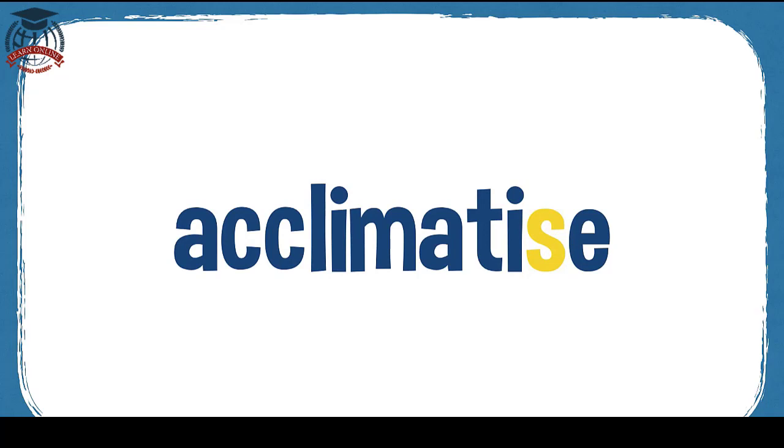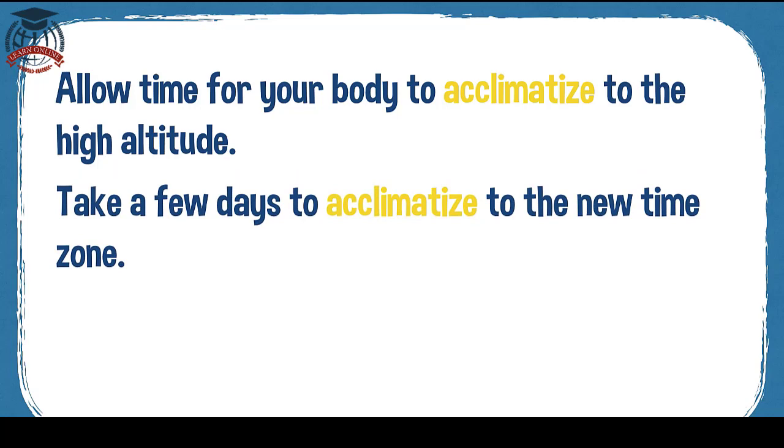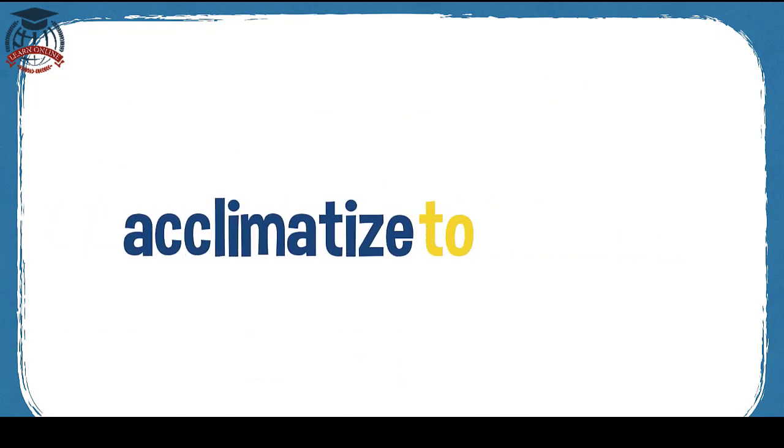The Z is sometimes spelled S. The ISE ending is quite common in British English, and the IZE ending is more common in American English, but they're both correct. For example, allow time for your body to acclimatise to the high altitude. Take a few days to acclimatise to the new time zone. And I'm sure that we will acclimatise very quickly to the new economic situation. So the third sentence is a more general use of acclimatise. This is a very common collocation. You acclimatise to something.